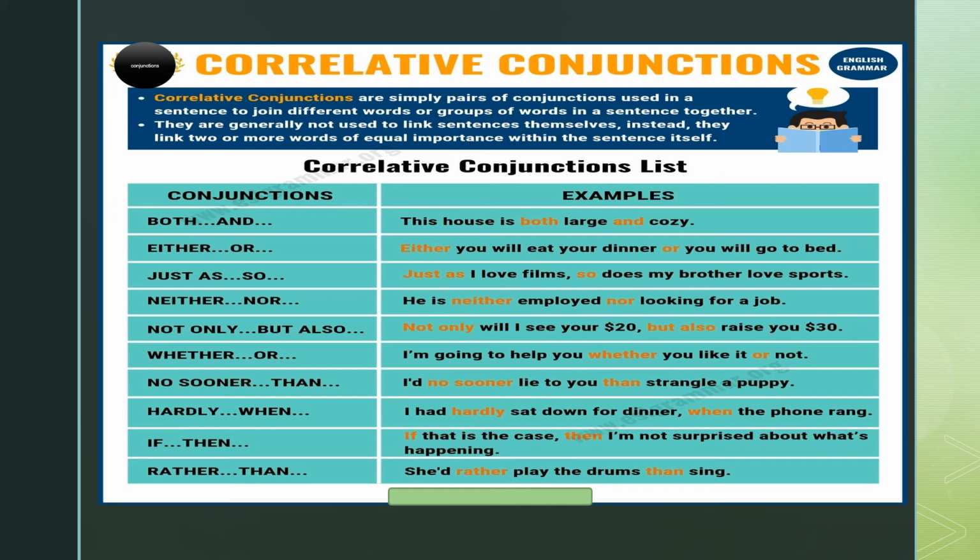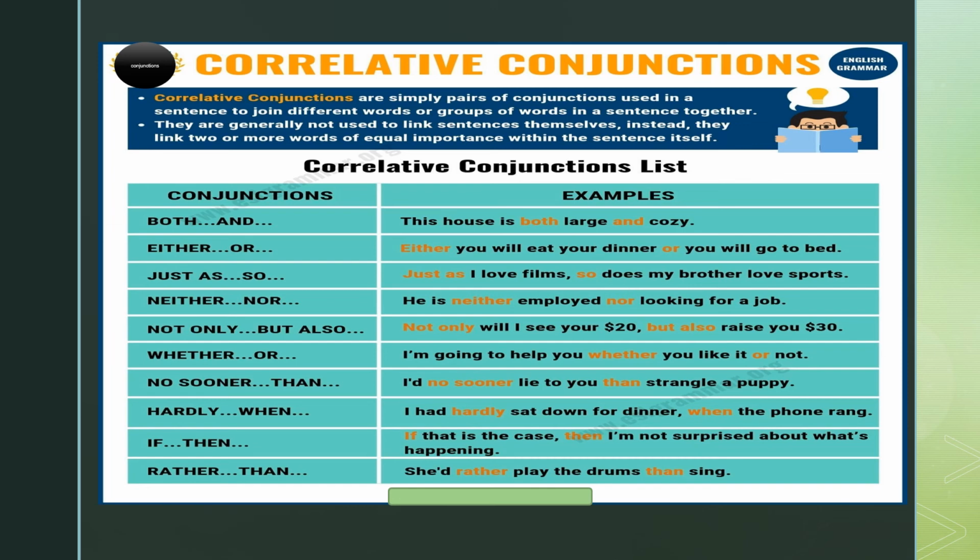Using both and together as a correlative conjunction. This house is both large and cozy. Either you will eat your dinner or you will go to bed. So you cannot speak of either you will eat your dinner, you will go to bed. No, either and or will always exist as a pair in this sentence, and they are actually joining different words or groups of words in the sentence. But both these words and groups of words are actually quite equal in importance.